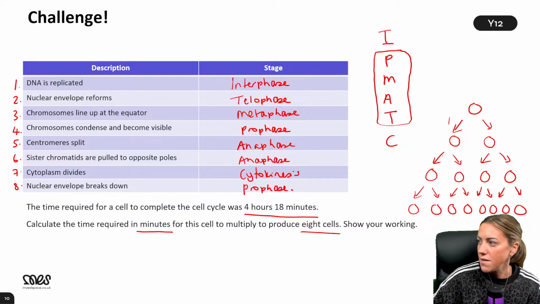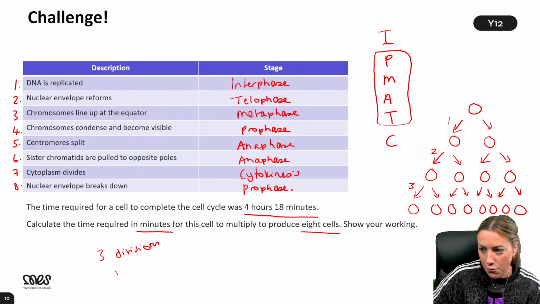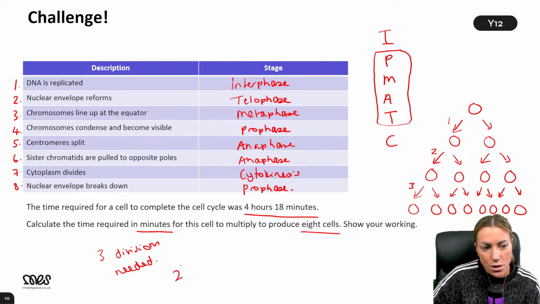So 1 division would give us 2 cells, 2 divisions would give us 4 cells, 3 divisions would give us 8 cells. Three divisions needed. And you can check that with maths because 2 to the power of 3 is 8 cells because you're doubling the number of cells 3 times, 3 divisions. 2 to the power of 3 is 8. So that's another way of doing it.